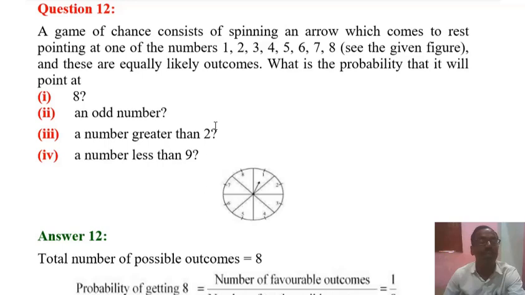We know that probability equals the number of favorable outcomes divided by the total number of possible outcomes. For part 1, this will be 1 by 8. For part 2, it will be 4 by 8, equal to 1 by 2. For a number greater than 2, the probability of this event will be 6 by 8, equal to 3 by 4. For a number less than 9, for this event it will be 8 by 8, equal to 1.